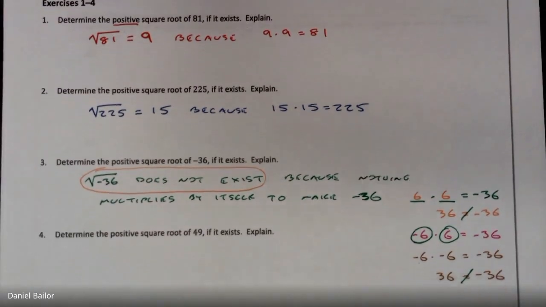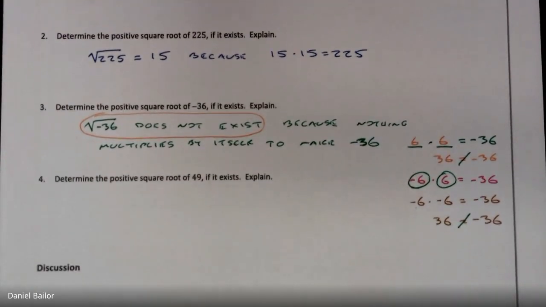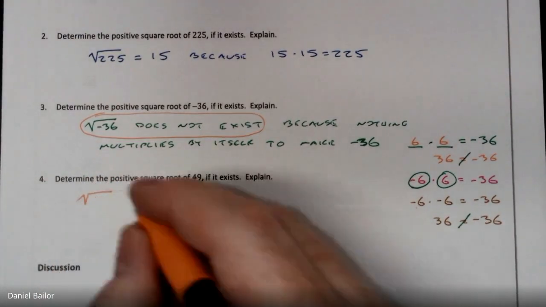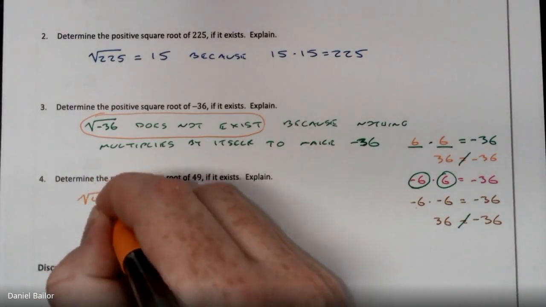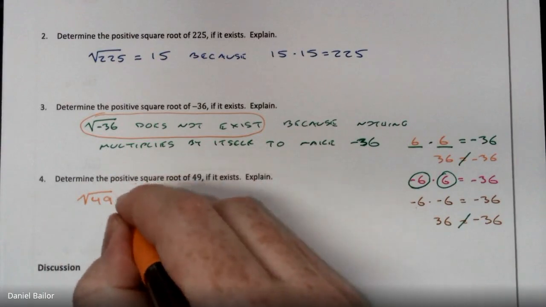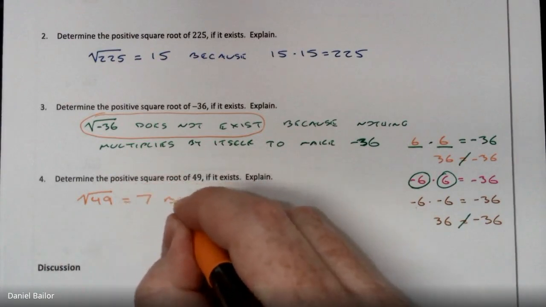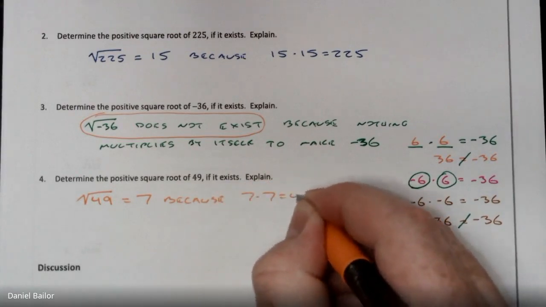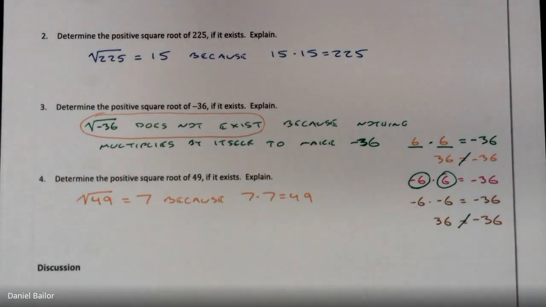Exercise 4, determine the positive square root of 49 if it exists. Well, the square root, remember, practice making a radical, of 49 equals 7, because 7 times 7 makes 49. There we go right there. That is how we work on this. That is how it goes.